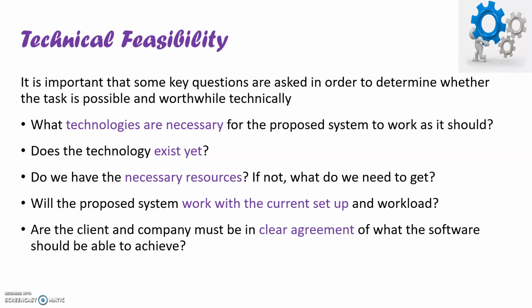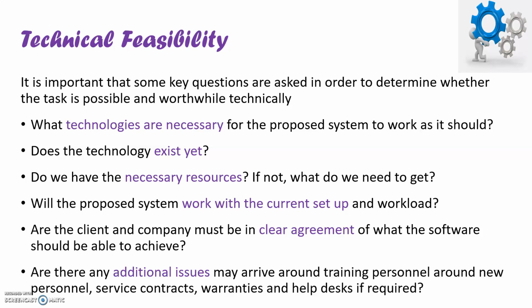Are the client and the company in clear agreement of what the software should be able to achieve? Now, usually what will happen after a feasibility study is that you might go back to the client with like a package A, B, and C, and they decide which functional requirements they want to include and how much money they're willing to pay. And that has to be made into a clear contract between ourselves, the software development company, and the client business that's come to us.